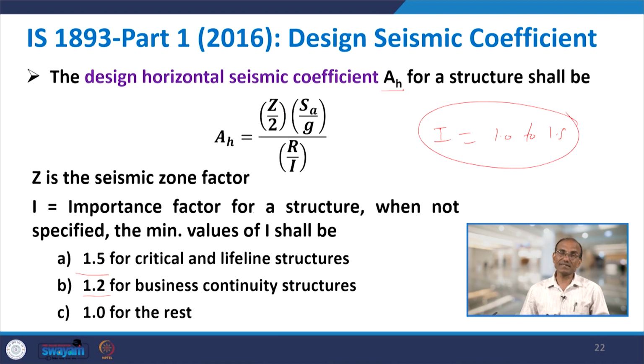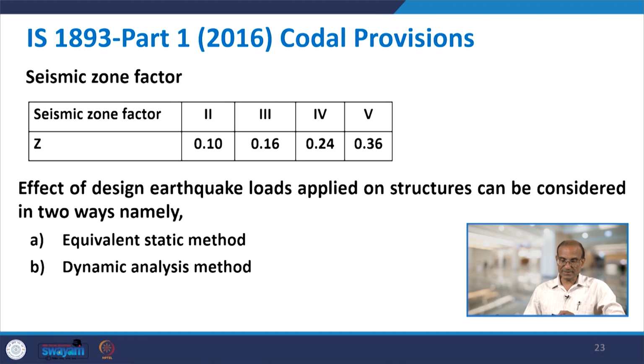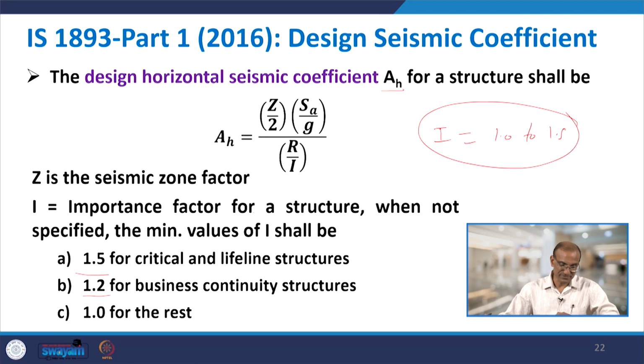Z will be taken as the zone factor for the given zone, which we will discuss separately, and R is called the response reduction factor. The seismic zone factor Z is given in this slide. For the highest zone, zone 5, the zone factor Z is taken as 0.36, while for the lowest zone it is 0.1, and for the others 0.24 and 0.16. These are the values: for each of the 4 zones, the value of the zone factor should be remembered by heart.